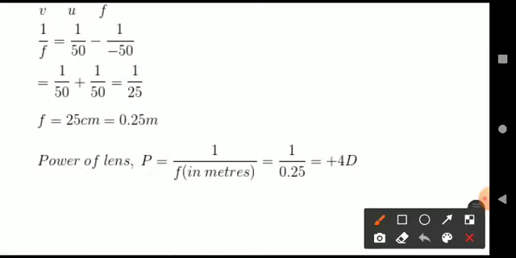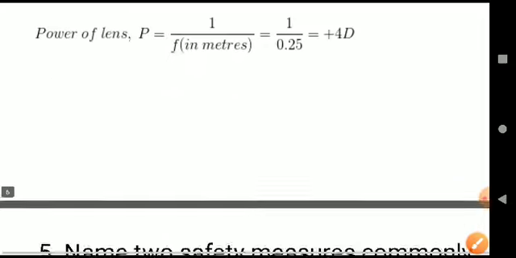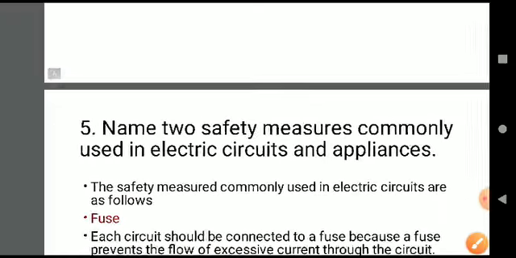So the power of the lens will be equals to P equals to 1 by f, as we already talked about this, and 1 by f is equals to 1 by 0.25 equals to plus 4 D, where D denotes the diopter, that is the unit of the power. So the power of this convex lens is 4 diopter. Now moving to the next question.